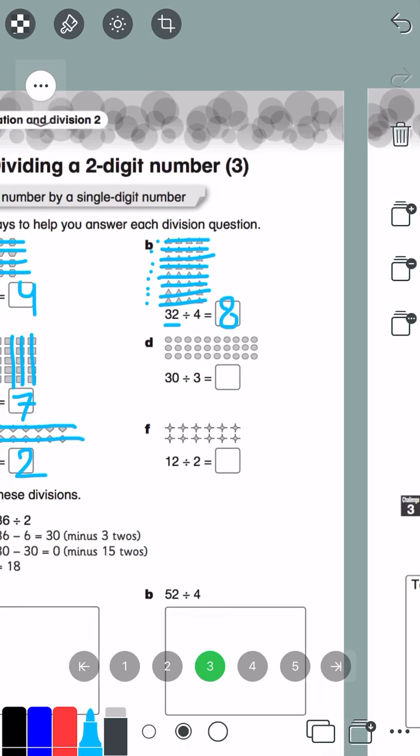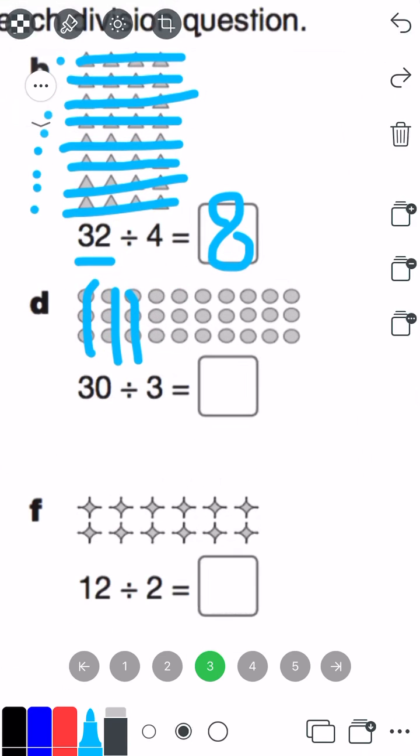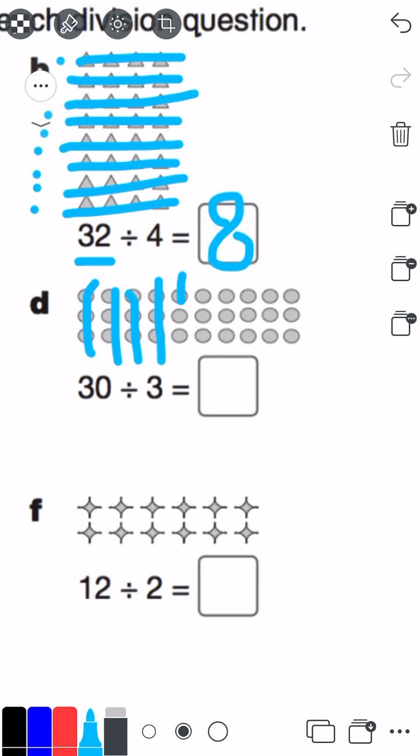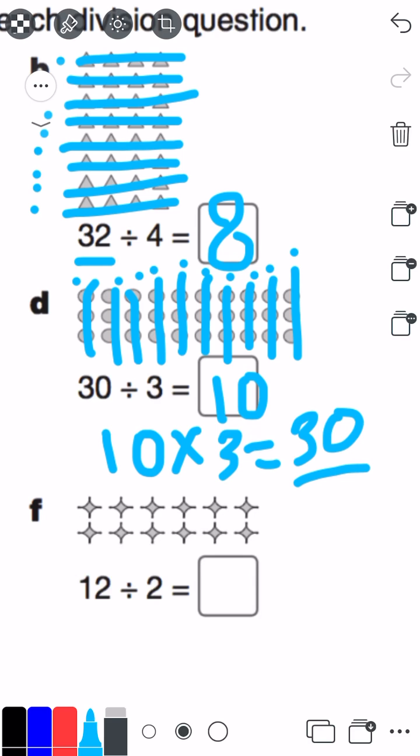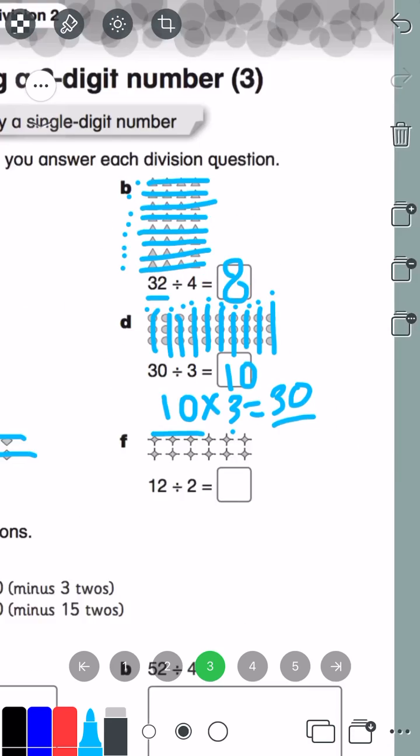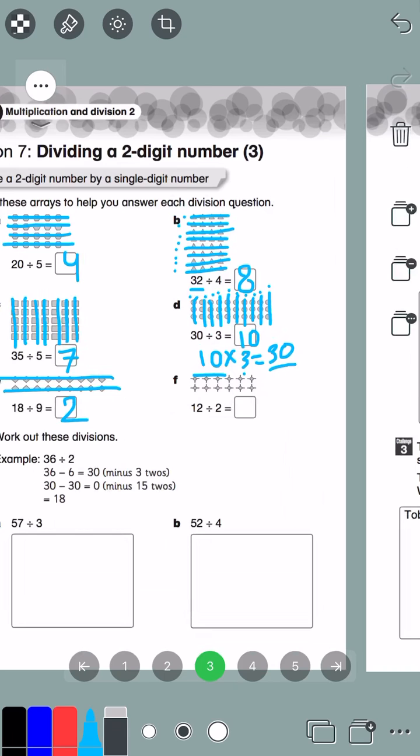30 divided by 3, now cross the 3s and then count how many 3s crossed. Here we have 1, 2, 3, 4, 5, 6, 7, 8, 9, 10. And you already know that 10 times 3 equals 30. Then 30 divided by 3 equals 10, because division is the reverse of multiplication.